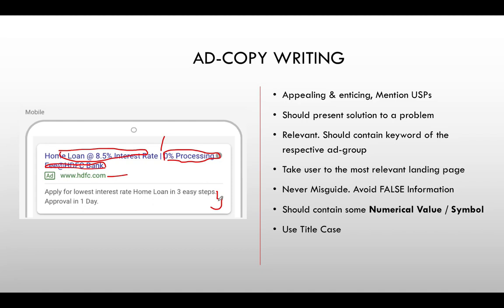So make sure that first of all the ad is relevant and enticing enough. You have to mention your USPs, something that makes you different from your competitors. USP means unique selling propositions. These are the points that make you different from your competitors. It has to be appealing enough, it has to be unique. You should present a solution to a problem.